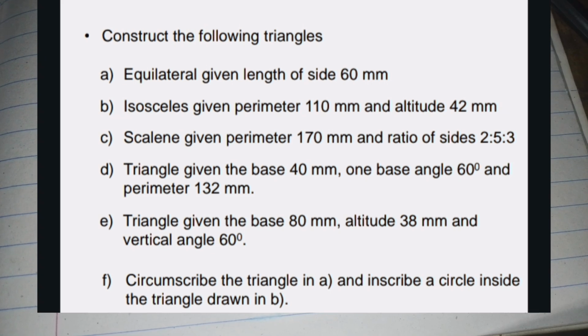So we've been taught saying draw a scalene triangle given the perimeter of 170 and ratio of sides 2, 5, and 3. Okay, so remember, the perimeter is just the total length of our triangle. So if your triangle is this, okay, the perimeter is, maybe this is 5, this is 6, this is 7. Then 5 plus 6 plus 7 is your perimeter, the entire length of it.